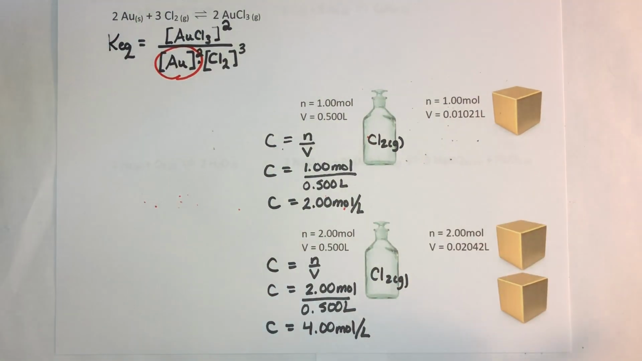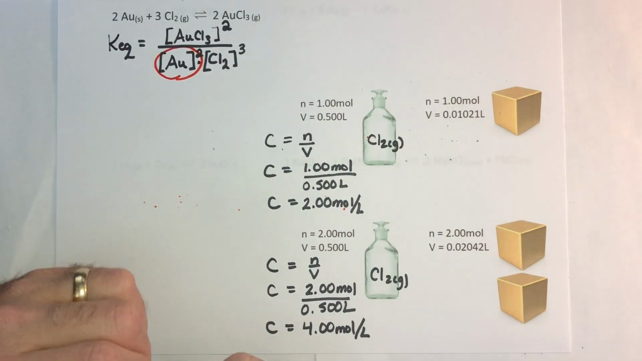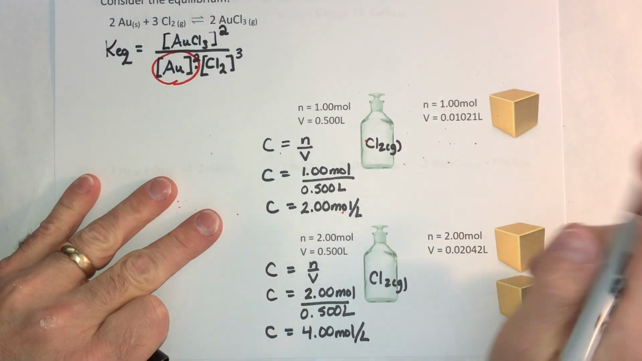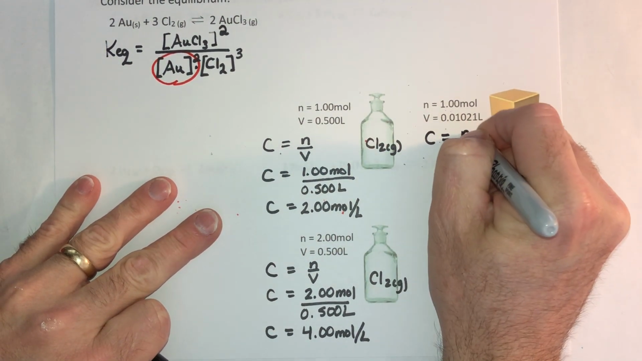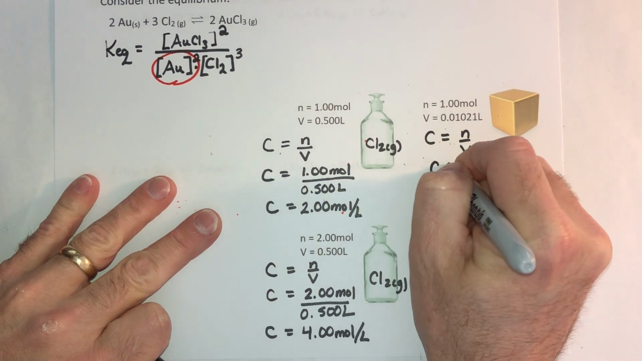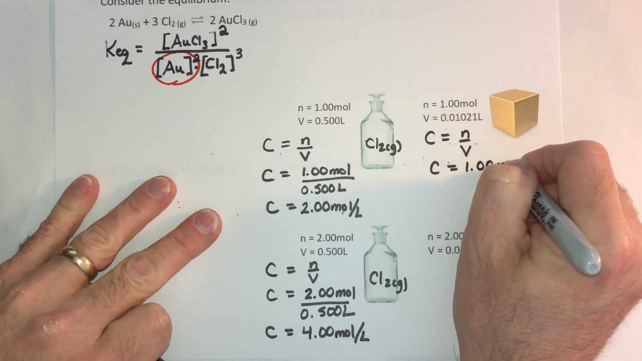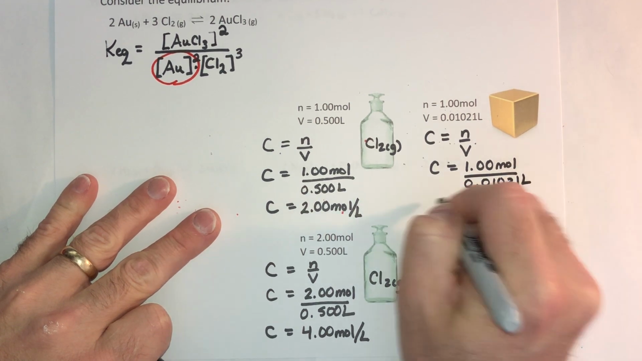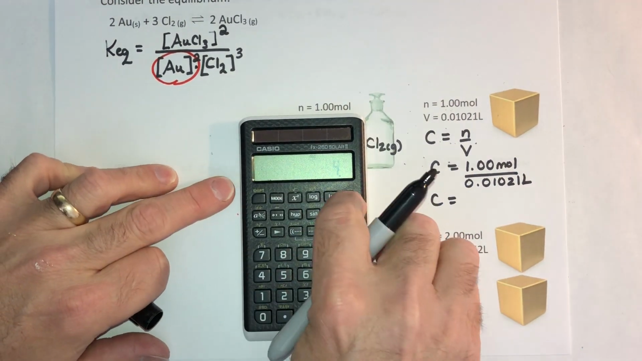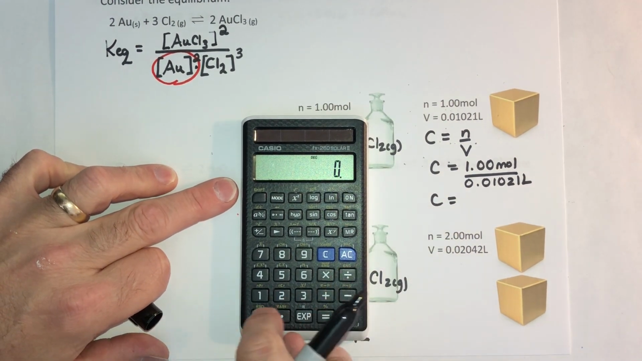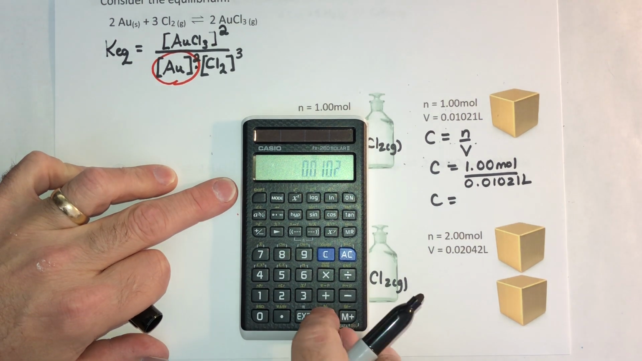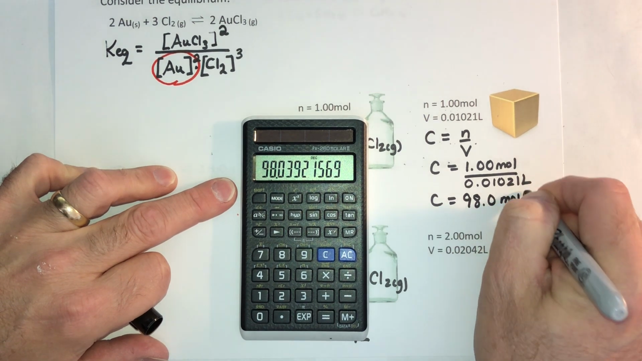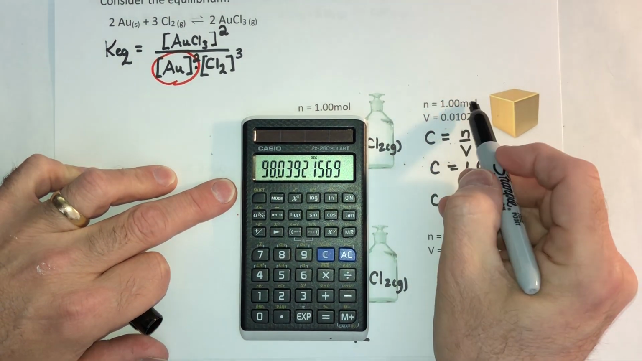So you woke up and there's like this block of gold sitting next to you. I'm telling you that it's 1 mole, and I'm telling you what the volume is. So you can calculate the concentration, moles over volume. So the concentration is 1.00 moles divided by a volume of 0.01021 liters. And again, we'll haul out our trusty calculator. 1 divided by 0.0102 gives me 98.0 moles per liter. You know the number of moles and you know the volume.